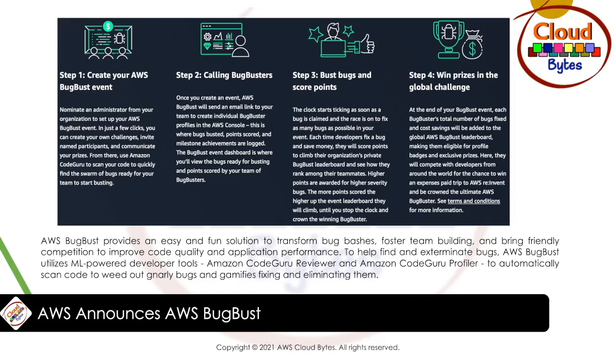It's a kind of global competition for Java and Python developers to collectively fix 1 million bugs. And this is to eliminate software errors and save millions of dollars using AWS CodeGuru. There is a machine learning algorithm which allows you to implement tools like AWS CodeGuru Reviewer and the Profiler to automatically scan and weed out some bugs or gamify some fixes. It's a pretty happening service or platform where people can go and crush some bugs. Moving on to the next news headline.